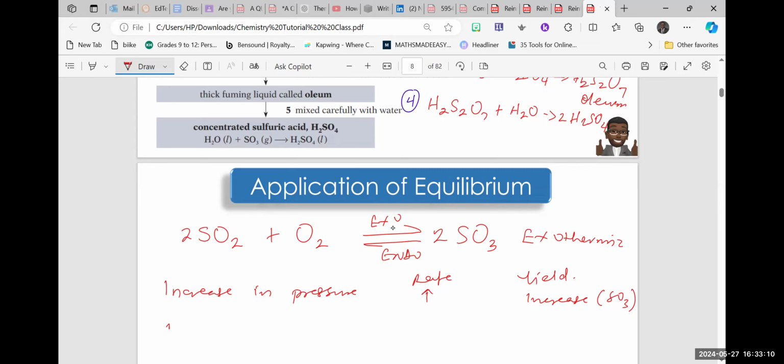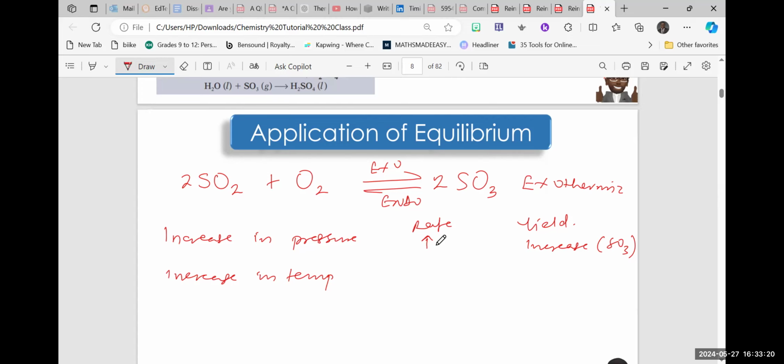So let's look at increase in temperature. How will it affect this reaction? Increase in temperature will increase the rate. But it will favor the reactant side. So that means equilibrium will shift in the backward direction. So you are going to have less yield of SO3. So we're going to have a lesser yield of SO3. Okay, so that's what is going to happen there.